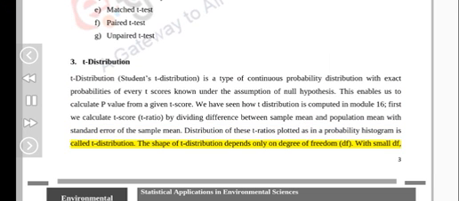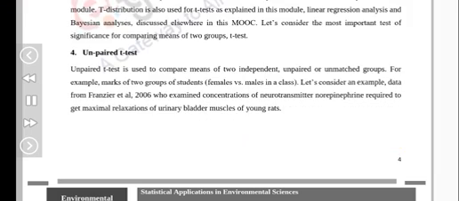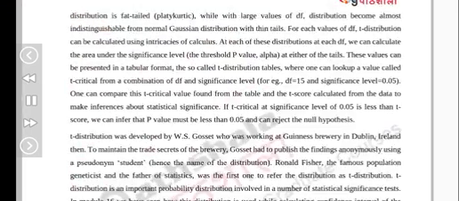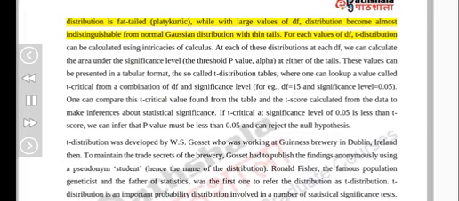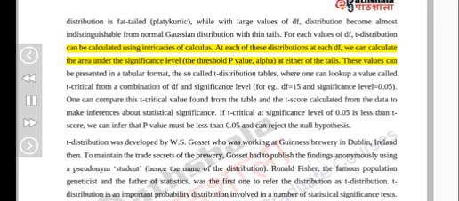The shape of t-distribution depends only on the degree of freedom, df. With small df, the distribution is fat-tailed, platykurtic, while with large values of df, the distribution becomes almost indistinguishable from the normal Gaussian distribution with thin tails. For each value of df, t-distribution can be calculated using the intricacies of calculus. At each of these distributions, at each df, we can calculate the area under the significance level, the threshold p-value, alpha, at either of the tails.